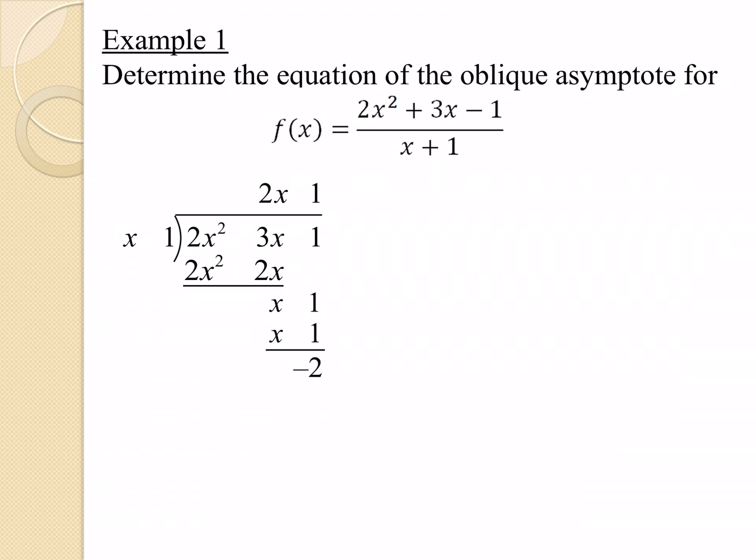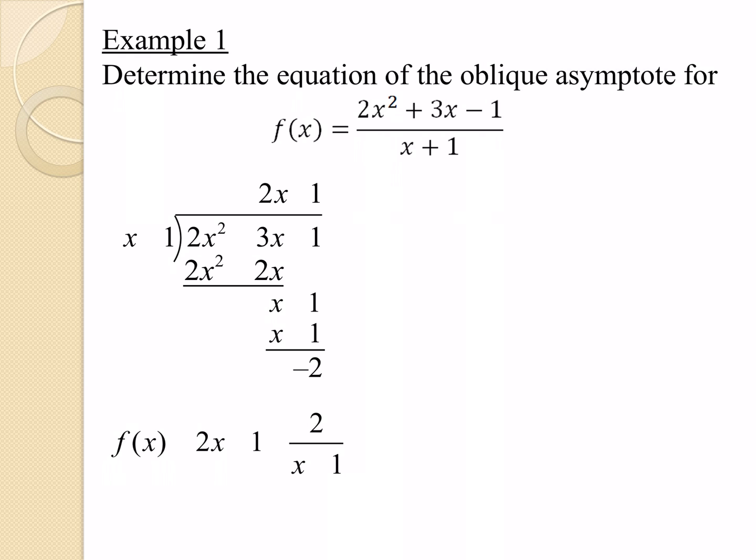You say, well, how many times does x go into the 2x squared? That would be 2x times. Multiply the 2x by the x plus 1, subtract that line down, and you end up with 3x minus 2x, which gives you an x. Bring the negative 1 down. How many times does the x go into the x? Plus 1 time. You put that on top. Then you multiply out: 1 times x plus 1 is x plus 1. Subtract that and you end up with the x minus 2. Or sorry, just the minus 2.